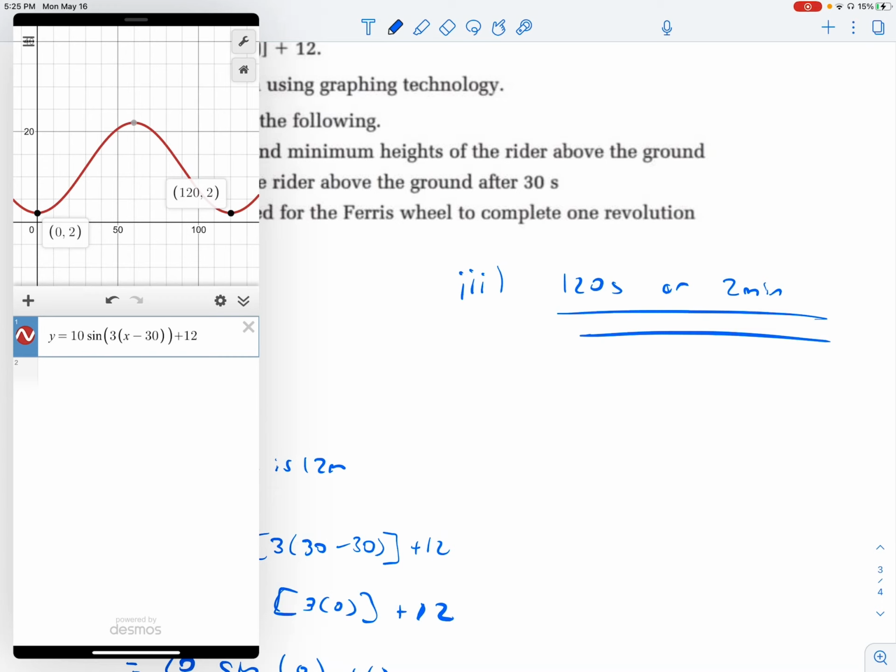We could also calculate this using the equation because I know that k is equal to 3. The period is always 360 over k. 360 over 3 gives me 120. So it would be 120 seconds.